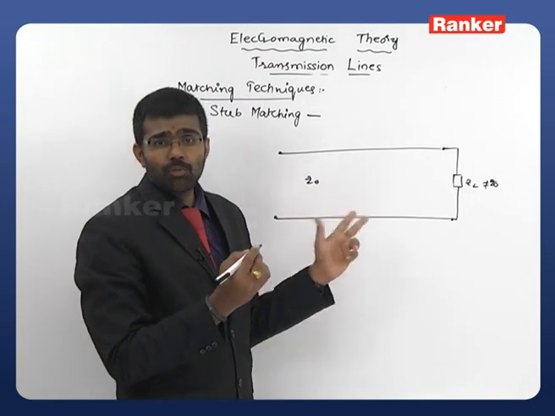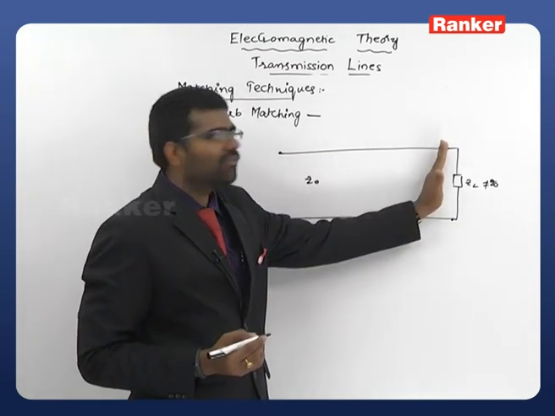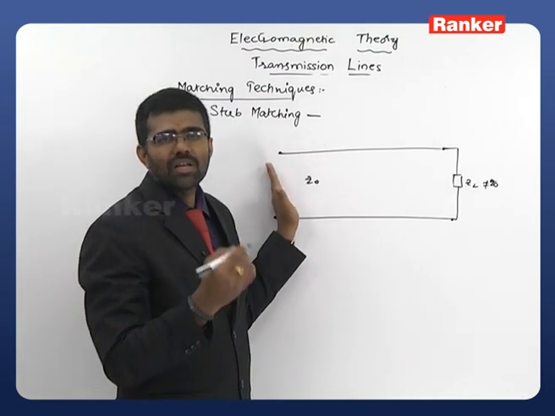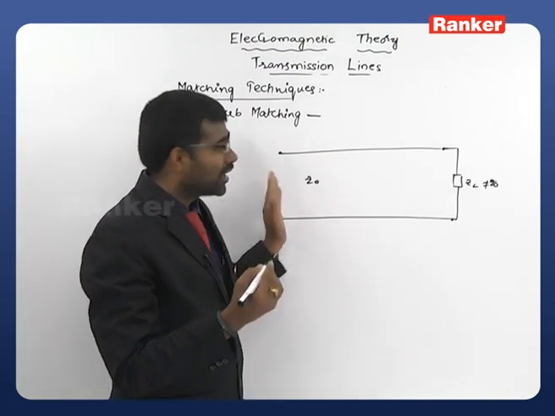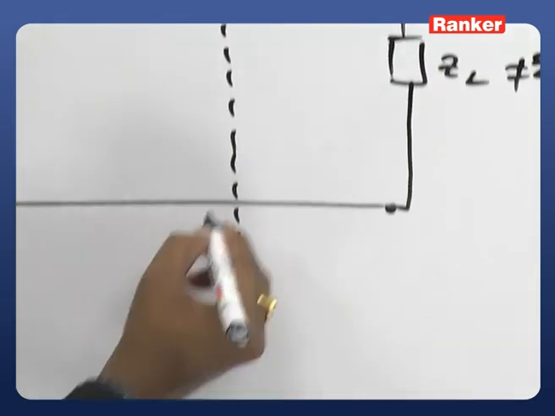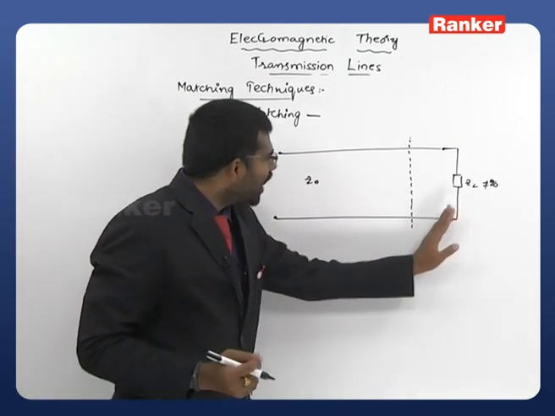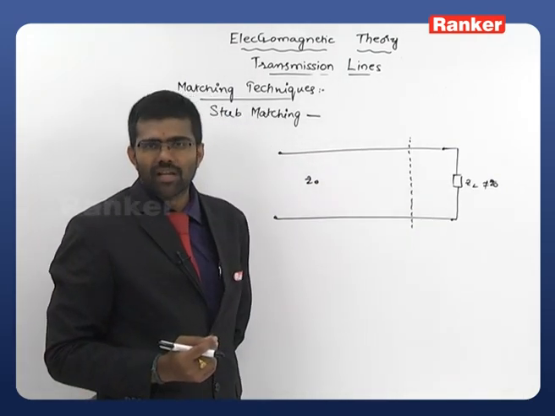It is not possible to make them equal. But what I have to do is match the load part with the main transmission line so that we can avoid the reflections. And for that, I have to sacrifice a small part of the main transmission line, just at the end.